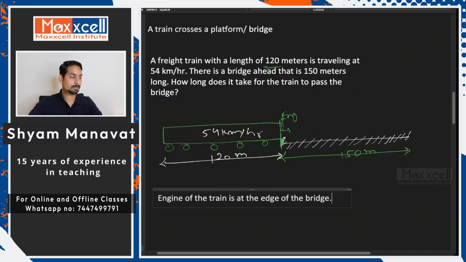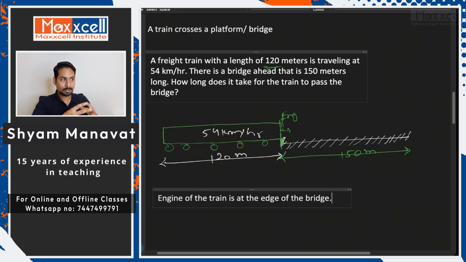Okay, this is what we need to assume. Why do we have to assume this? Because they have not mentioned that there is a gap between the train and the bridge. They have not mentioned that there is a gap between the train and the bridge, right? In that case we have to assume that this is the situation.